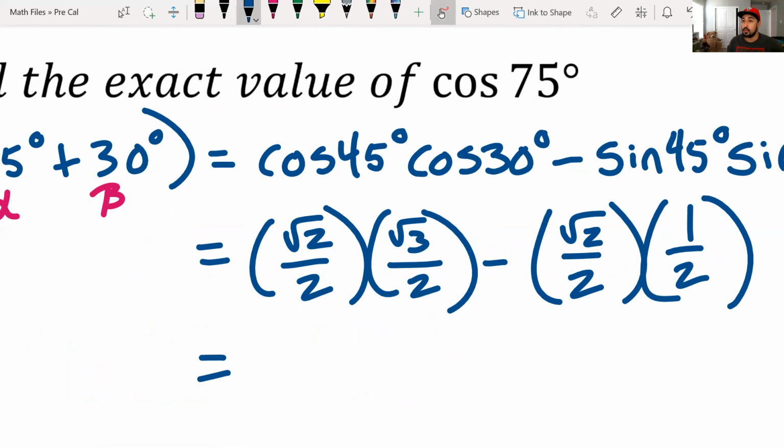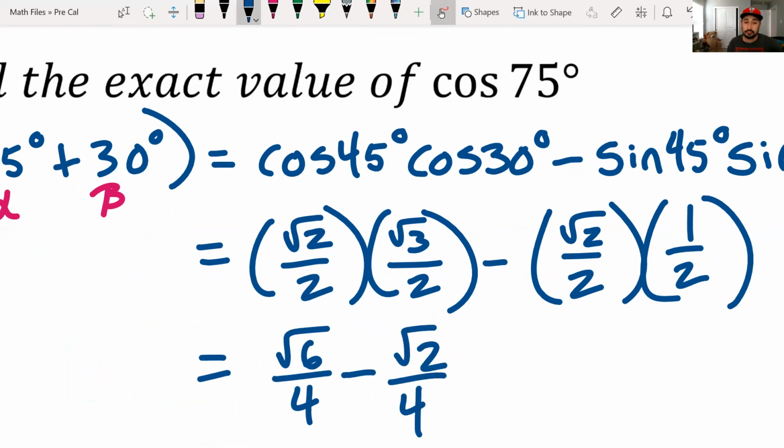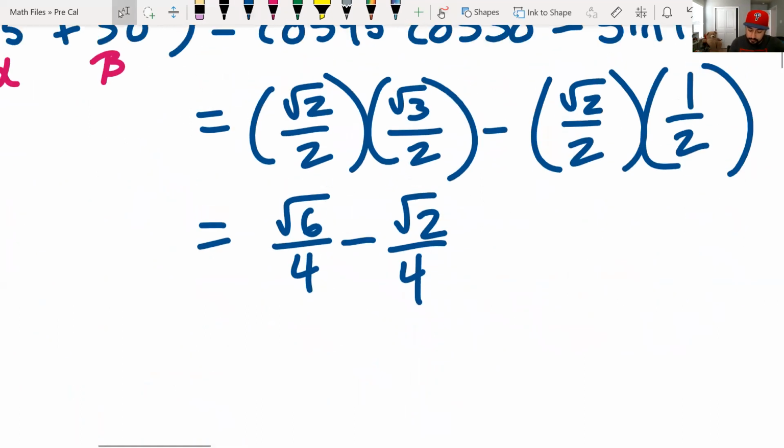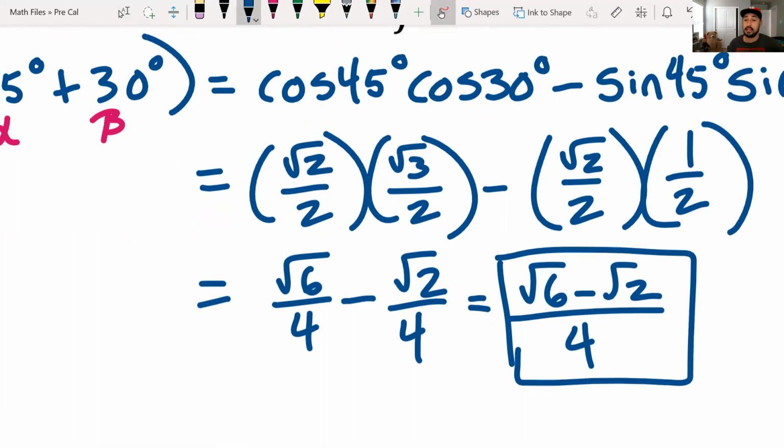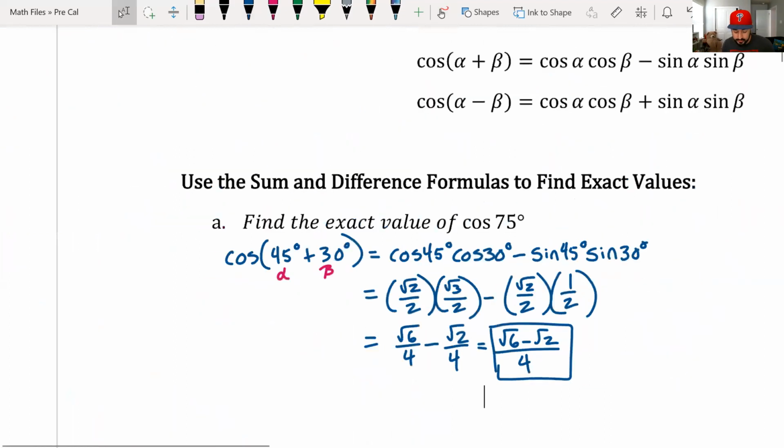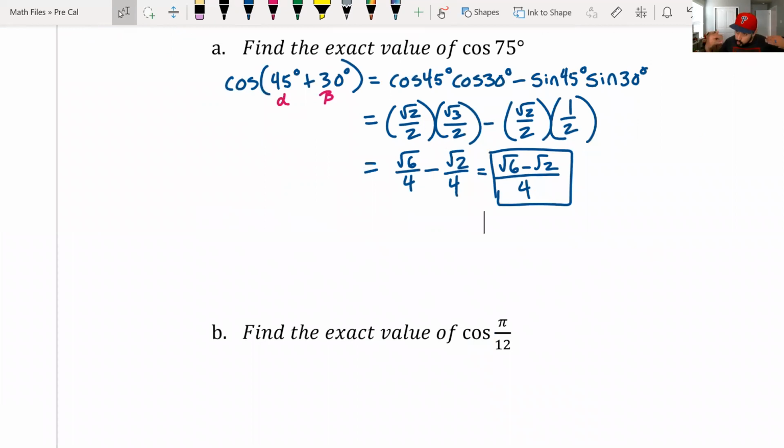Now, multiply your fractions. Square root of 2 over 2 times square root of 3 over 2 is the square root of 6 over 4 minus the square root of 2 over 4. And I think my math lab wants you to put them together. So your final answer can be square root 6 minus square root 2 all over 4. There it is. And that is the exact value of cosine 75 degrees. That's how we use the sum and difference formulas, and that's how we apply the unit circle to them. Okay, perfect.